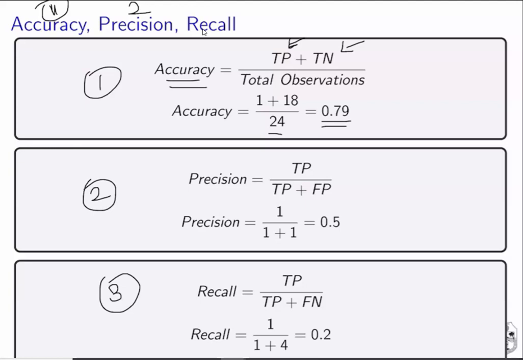Similarly, the second metric is precision. Precision is the ratio of true positive divided by true positive plus false positive. True positive entries are 1, and false positive entries are also 1, and 1 plus 1 becomes 2. The precision in this particular case is 0.5. Recall is the ratio of true positive divided by the summation of true positive plus false negative. In our example, the true positives are 1 and the false negatives are 4. So recall will come around 0.2.